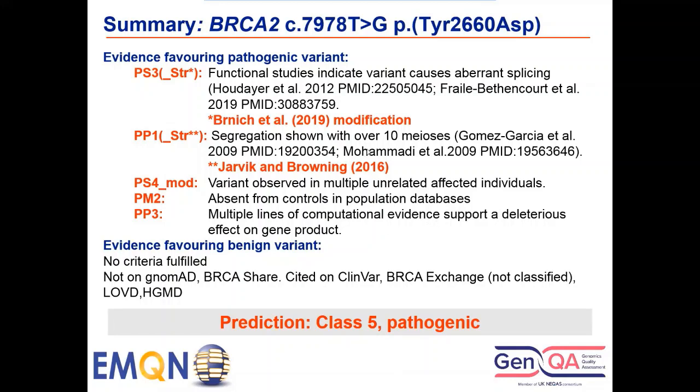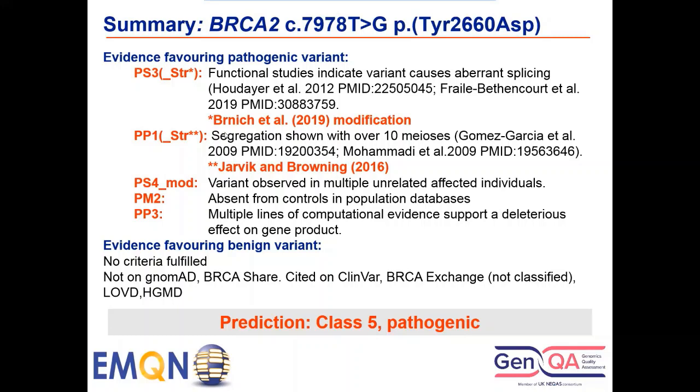First of all, several functional studies have been done, and these studies have been given a strong evidence level for PS3, as published by Biswas et al. last year. Also in the same paper, segregation was shown in multiple families and with over 10 meioses, which within the ACMG criteria correlates to a PP1 with a strong modification.